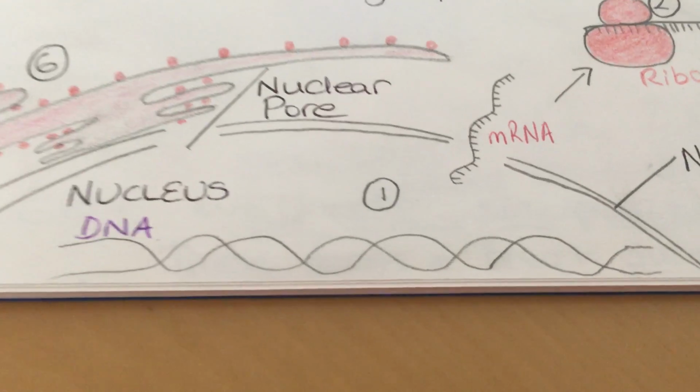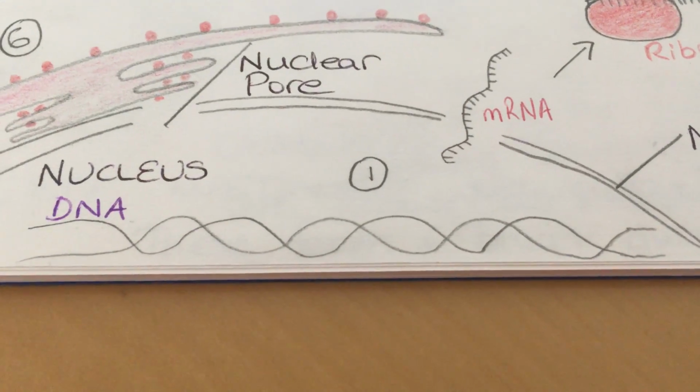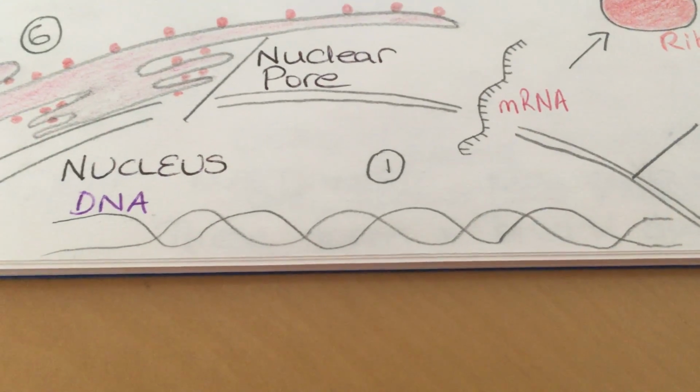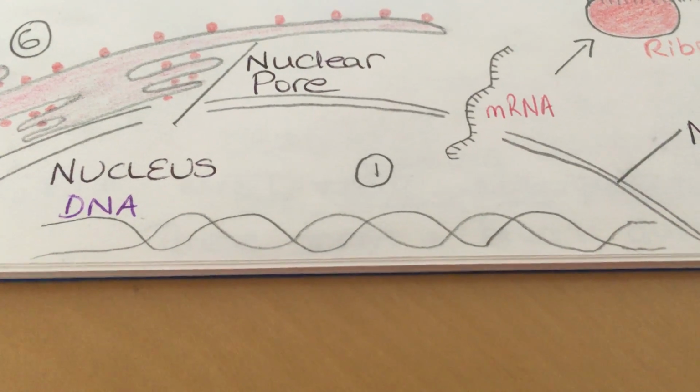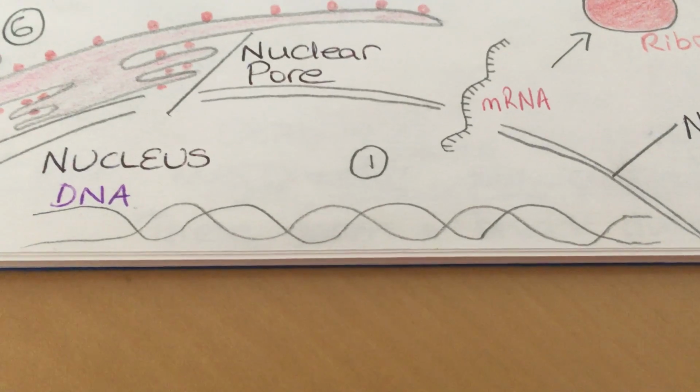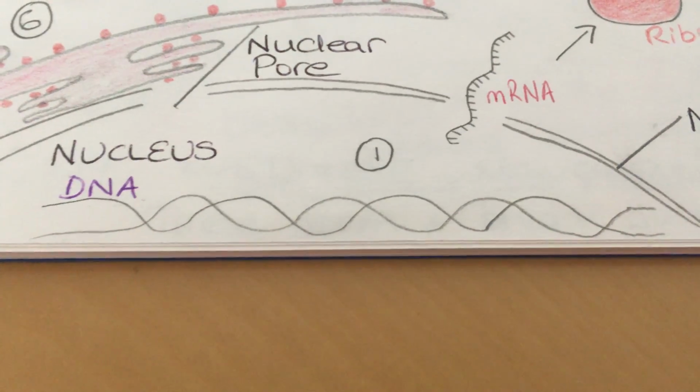So inside the nucleus we have the DNA. Here it is, double helix. And we use the DNA, of course, because it has genes in it which code for proteins. And that's very important that we know that right at the beginning. So we're going to code for proteins here.